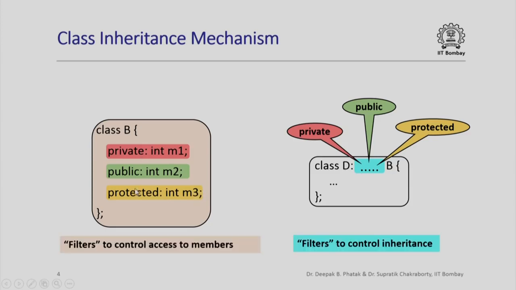So these keywords private, public and protected, in this context when you put them in front of data member declarations or even member function declarations within a class definition, can be thought of as filters that control access to the individual members of the class. Now when the same keywords appear here and determine how a class is derived from another base class, they can be thought of as filters that control the inheritance mechanism.